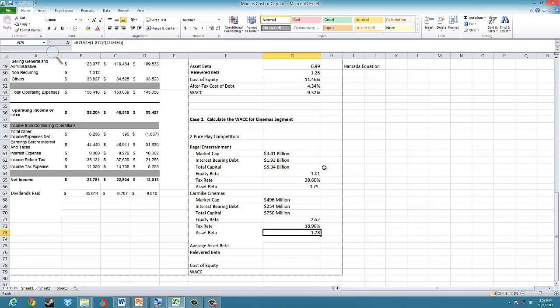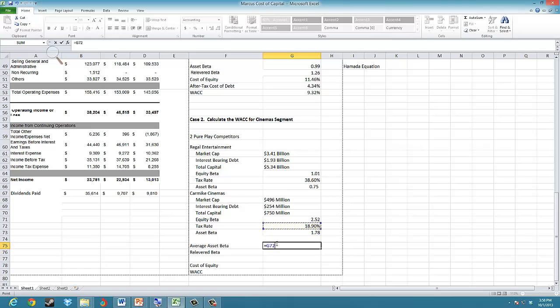So you see we have a pretty big difference between the two. Something to consider here is which one more closely reflects the risk of Marcus. So Carmike is a much smaller cinema company, but still in terms of the size of the cinema business that they're engaged in is larger than Marcus. So the size of the company may have an impact on that market risk. So that's something we want to take a look at with Marcus. For now, I'm going to look at just the average asset beta between the two.